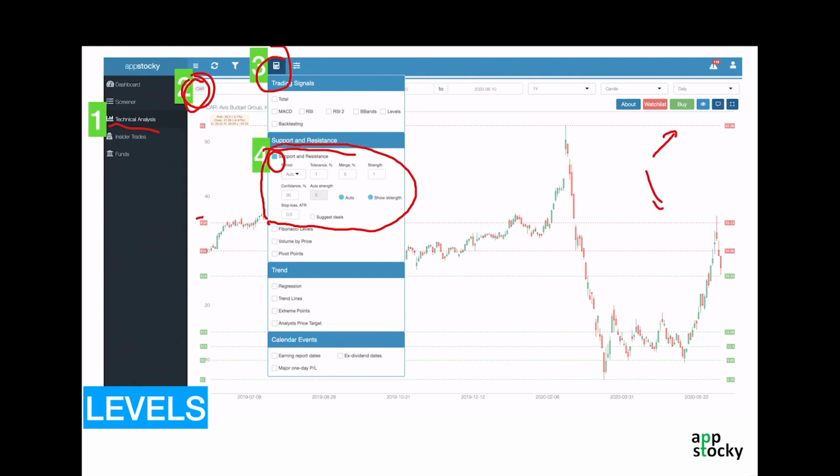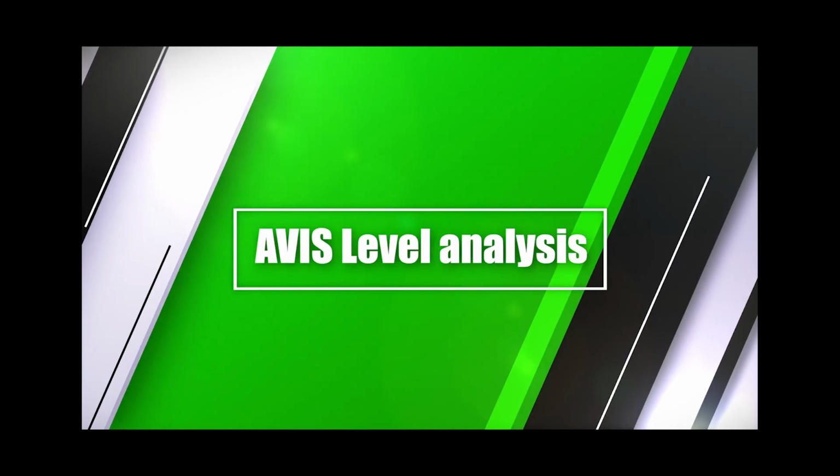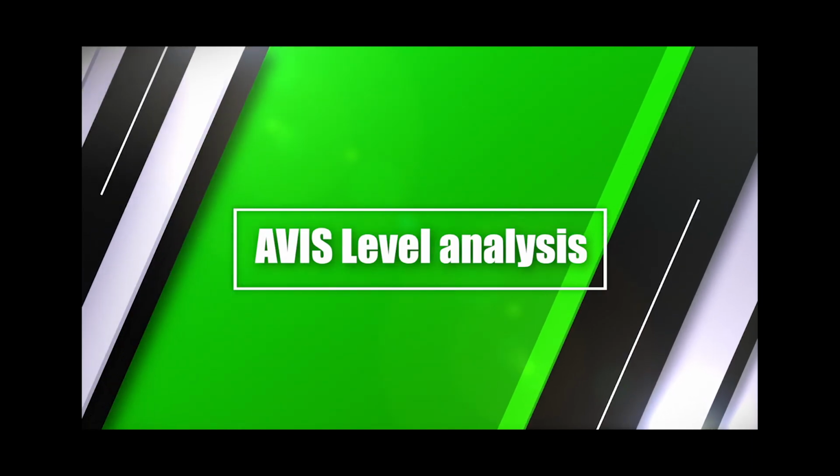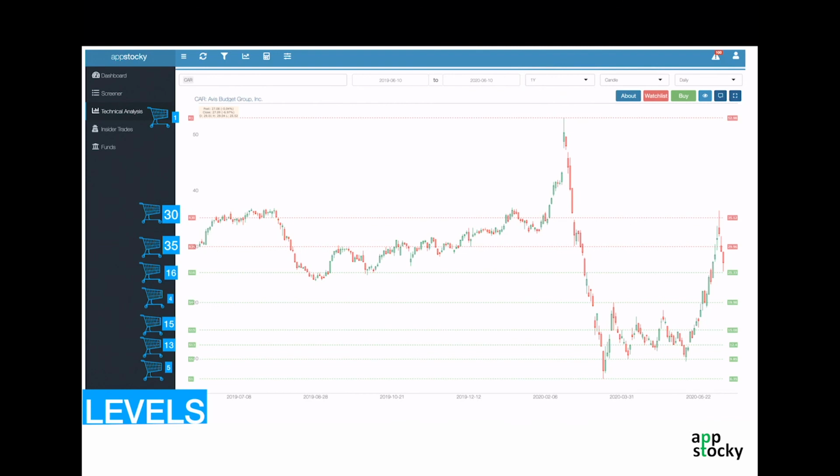As well, you see the power. It's resistance 30, resistance 35, resistance 1, and then you have support. So if it's green, it shows you a support, which is down the price, and resistance is something which is above the price. Here is exactly the practical example of the Car Avis stock, right? Where you see all the levels.